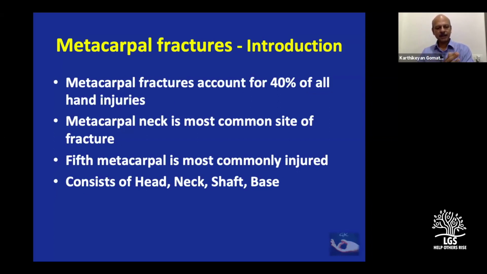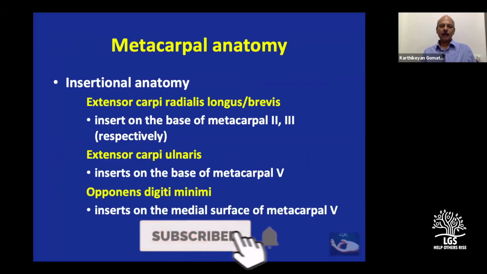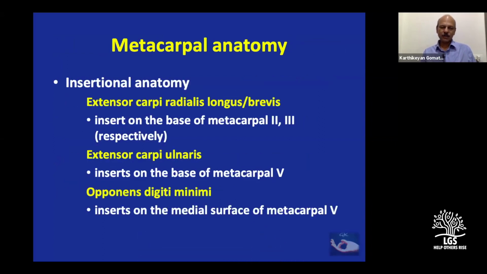Now, the metacarpal consists of the head, neck, shaft and base. So when we're going to deal with the management of the fractures of the bones, we will deal with each of these segments. Before we go into the management, we need to understand a little bit of the anatomy of the metacarpal bone, which is quite important as far as fixation is concerned.